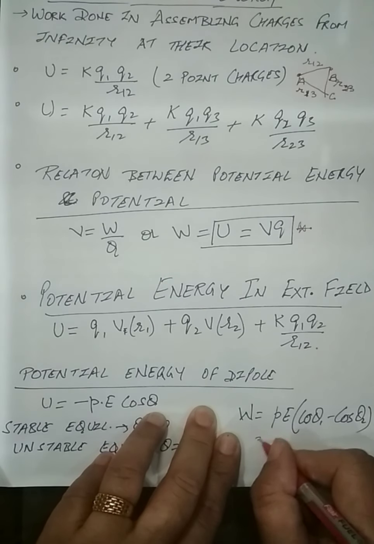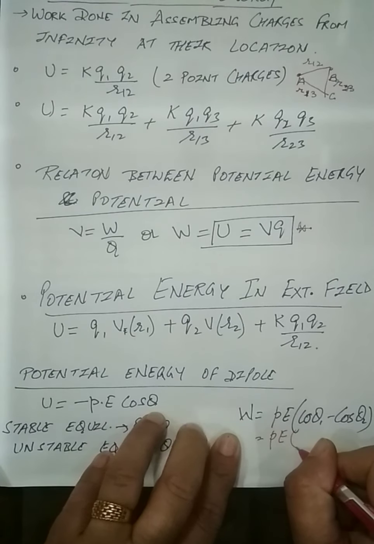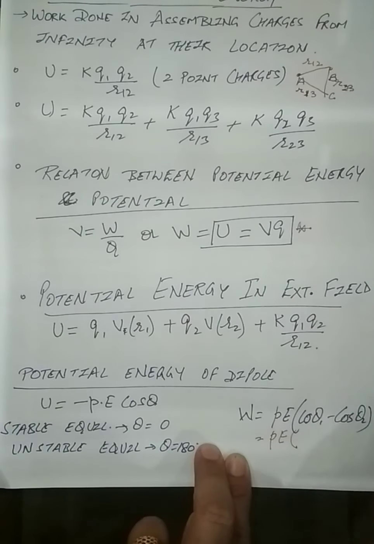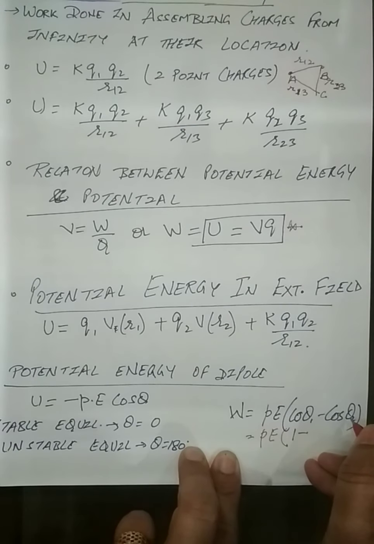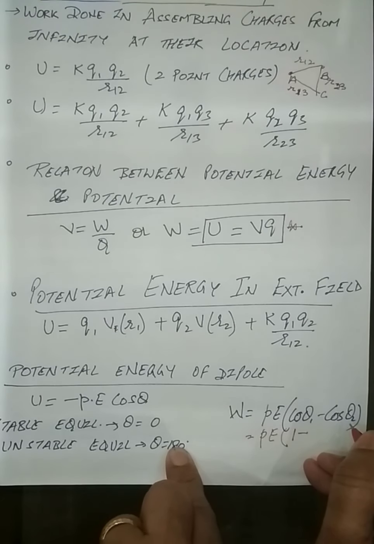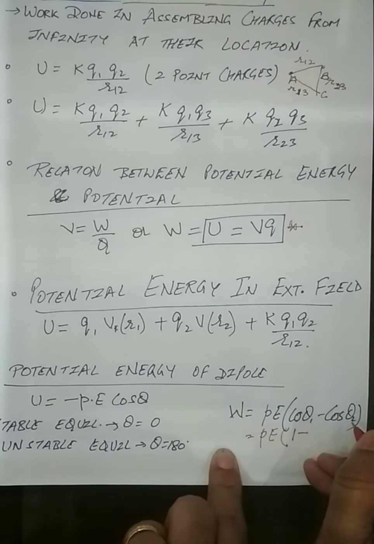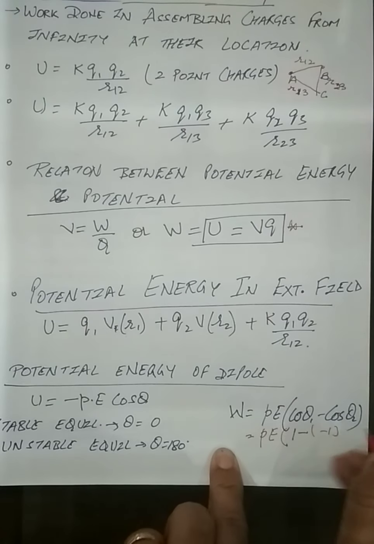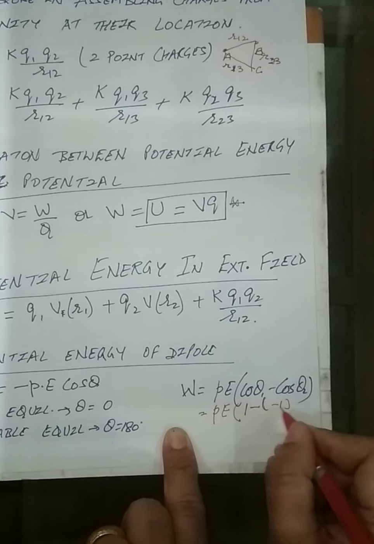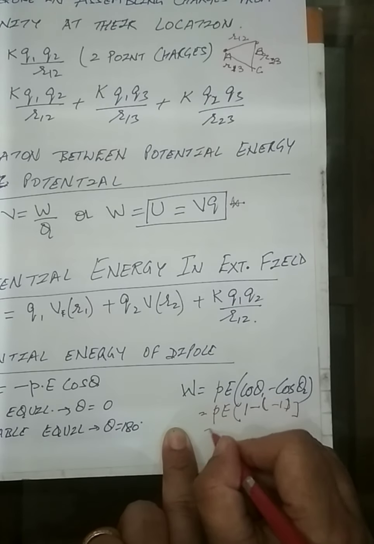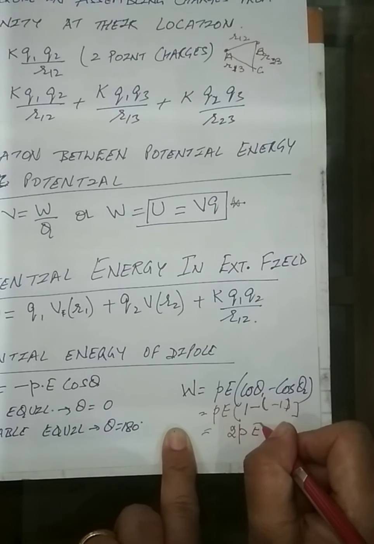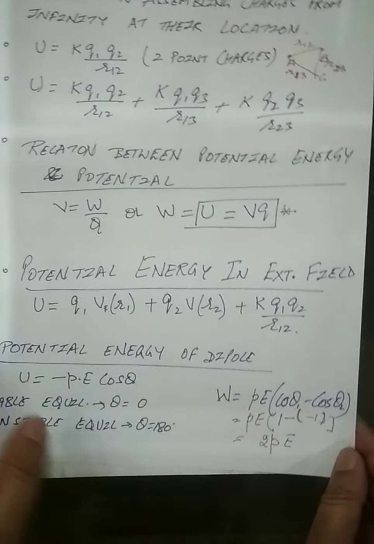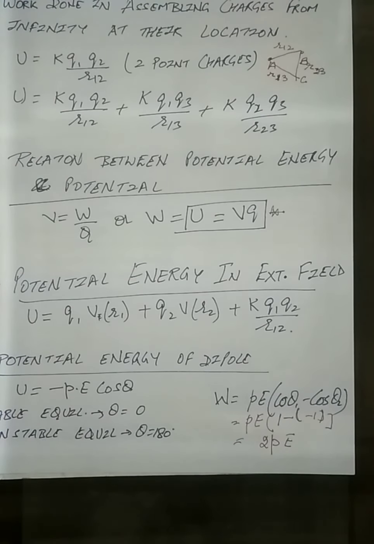So what you will get is PE, and then cos theta 1 from stable equilibrium. Stable equilibrium means my theta is 0, so my cos 0 is 1. Minus cos theta 2 for unstable equilibrium. Unstable equilibrium means my theta 2 is 180. If theta 2 is 180, cos 180 is -1. So it's 1 minus -1, so 1 plus 1. That means my work done will be equal to 2PE. Such types of questions are also very important when you are doing the potential energy due to a dipole. So potential energy due to a dipole is a very, very important topic.